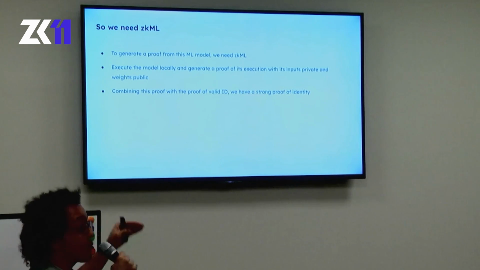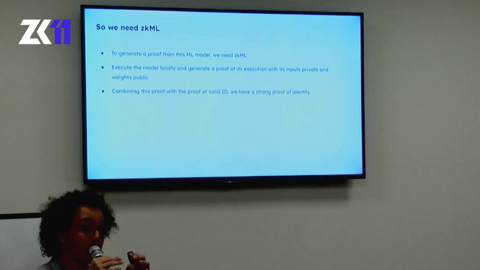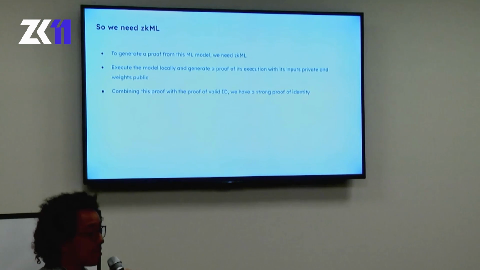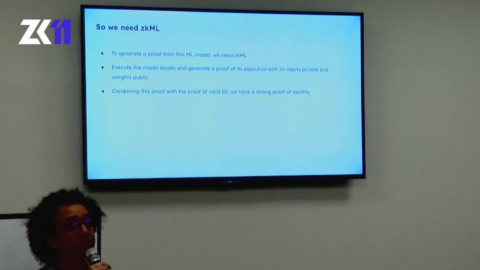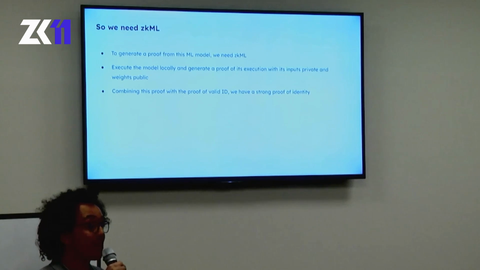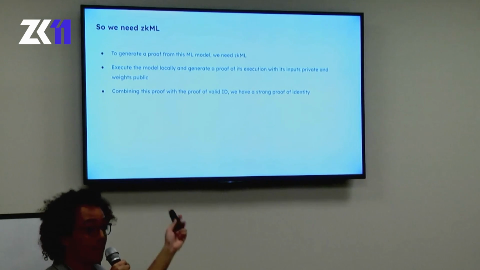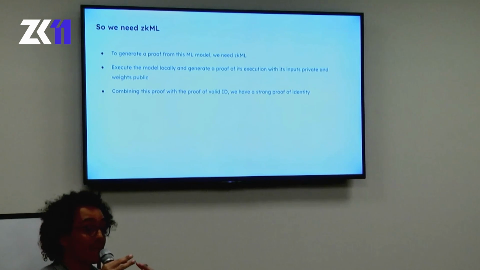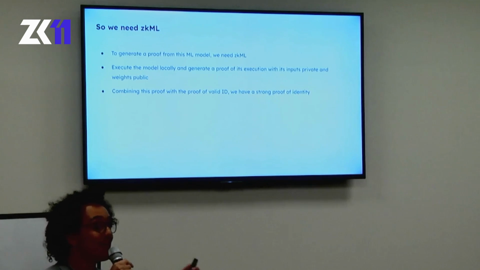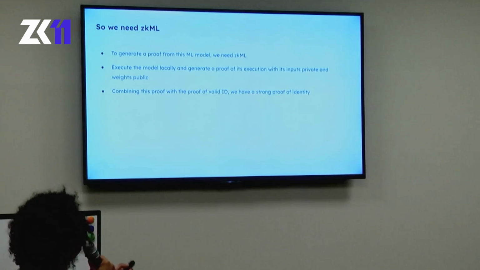So essentially you execute the model locally, so that's already a bit more constraining, and you need to generate a proof of execution of the model by having its input private and the weights public. And the weights public is fine. I know that some people don't like to have that, the weights public, but we kind of have to here. So you combine this proof with the proof of valid ID, and then you have a stronger credible proof. You can't pretend to be someone else as easily. There are some people that are very good at it, like intelligence services, but let's see how far that goes.